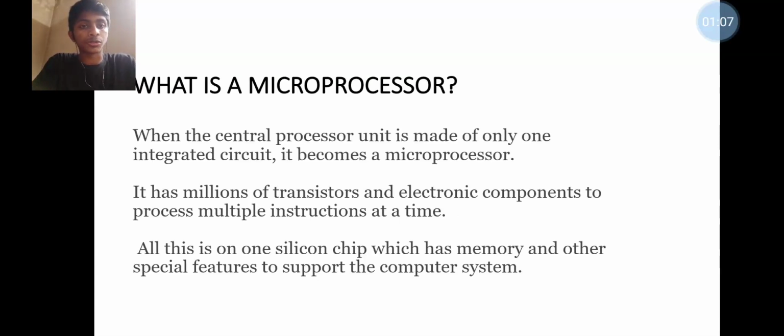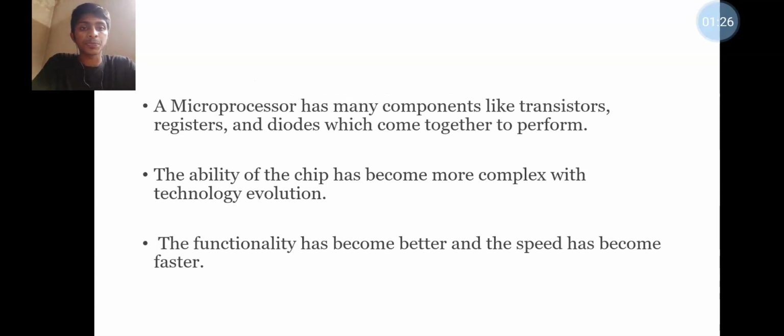What is a microprocessor? When the central processor unit is made up of only one integrated circuit, it becomes a microprocessor. It has millions of transistors and electronic components to process multiple instructions at a time. All this is on one silicon chip which has memory and other special features to support the computer system.